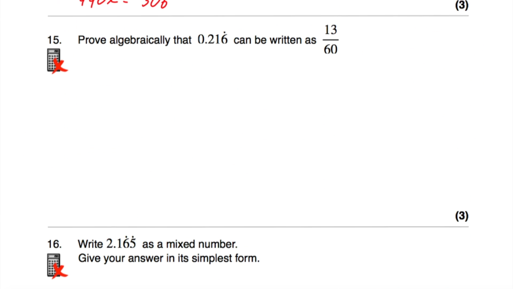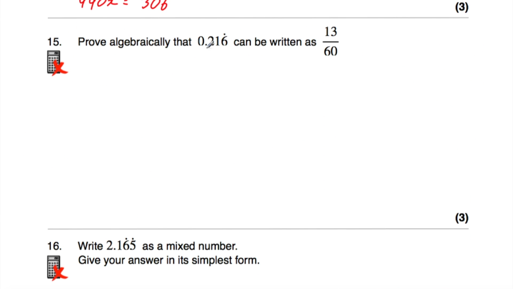Okay, let's have a look at our next question. So question number 15 says to prove algebraically that 0.21666666 and so on can be written as 13/60. So that's 0.21666666 and so on, and let that be equal to x. And we want to get a number that has that recurring bit after the decimal point. So that's the 66666 and so on. So let's multiply both of these numbers by 100.